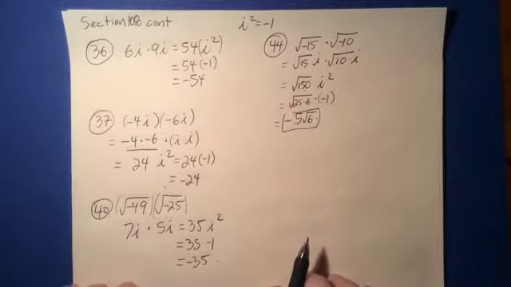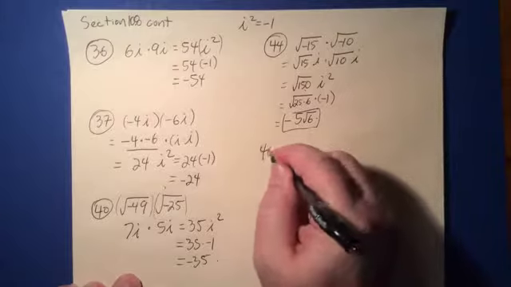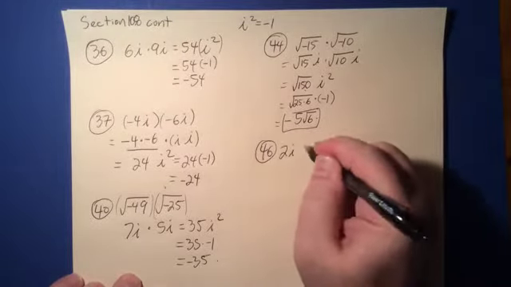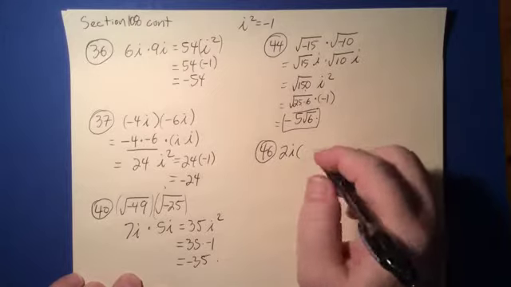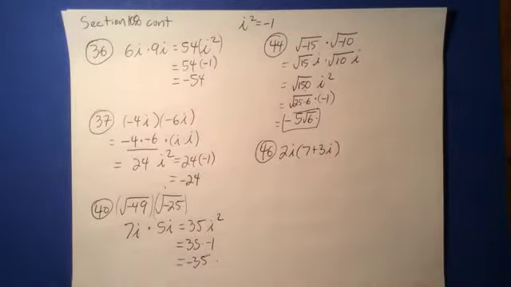Let's take a look now when we have to distribute a monomial through a binomial. It's going to be 46 here. So this is going to be 2i times 7 plus 3i. Let's see what this distribution is going to look like here. It's kind of just an extension of the work we were just doing. Not terribly difficult, but can be a little troubling for a student sometimes.